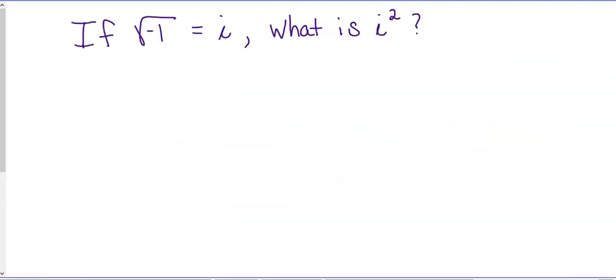Okay, so let's think about this question. Why would I not see an i squared anywhere? Well, if the square root of -1 equals i, then what does i squared equal? So think about it for just a minute.